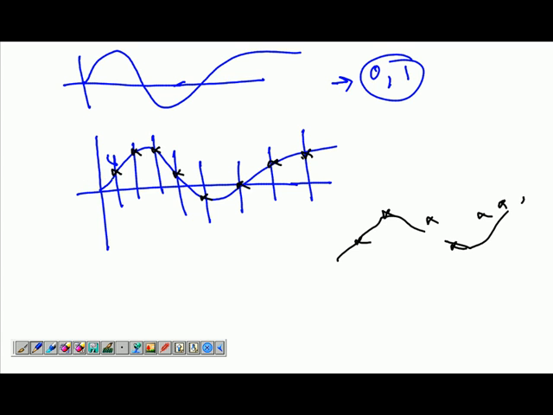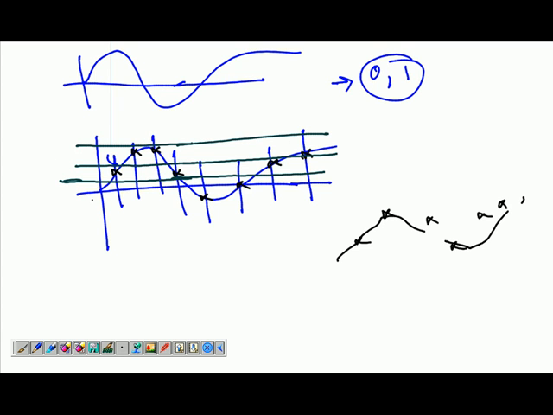The second thing that we do here is we take certain values on the y-axis. This is called quantization of the signal. Let's say 0, 0.5, 1, 1.5, and so on. And now we approximate the sampled values to the nearest quantization level. So this translates to this, this translates to this, this translates to 0, this also translates to 0, this translates to 1.